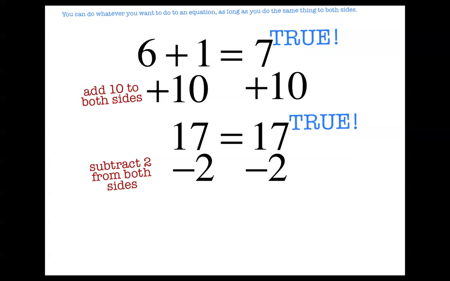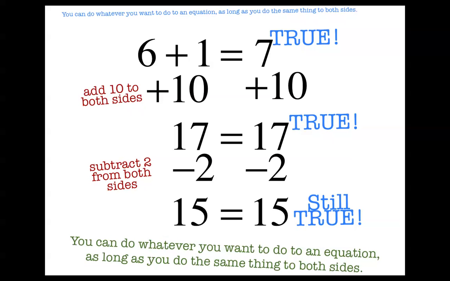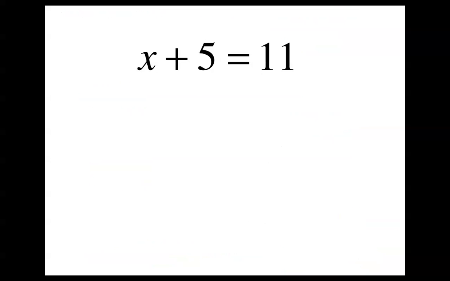Well, as long as I do the same thing to both sides, I still have a true equation. And you could keep on going and going, and you could do whatever you want to an equation as long as you balance it out by doing the same thing to both sides of the equation.